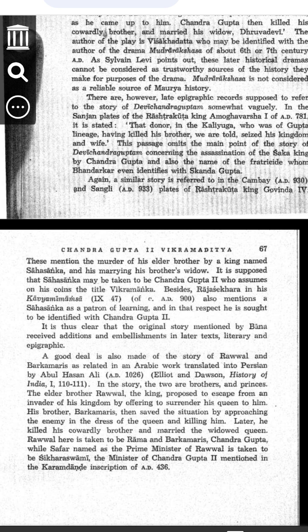1. Sanjan plates of Rashtrakuta king Amoghavarsha, AD 781. An inscription from AD 781 mentions a Gupta king who killed his brother, took his kingdom and married his brother's wife, but it does not say the name of the king or his brother. This inscription does not mention the Saka king's assassination, which was the main part of the Devachandraguptam story. Some historians, like Bandekar, think this story may refer to Skandagupta, not Chandragupta. Key issue.